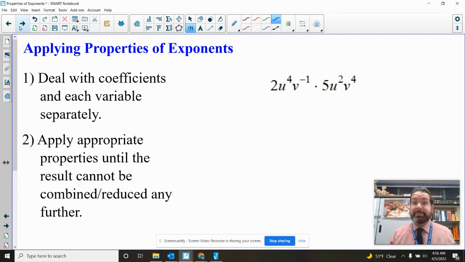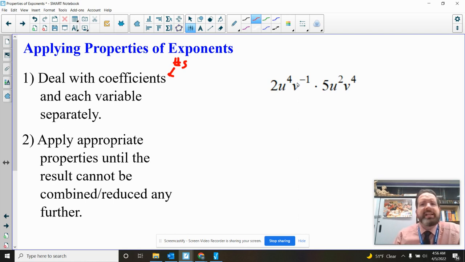All right, let's use this now to simplify some expressions. Now, here's the thing. Some of these are going to look a little bit scary. That's why we're going to break it down and take it a piece at a time. So I notice here that to start with, I have a whole bunch of things that are all multiplied together, right? When you see variables written next to numbers, that means you're multiplying them. The dot in the middle here means multiply. We're going to take it now a piece at a time. The steps here say, let's deal with the coefficients, the numbers that are in front, and each variable separately.